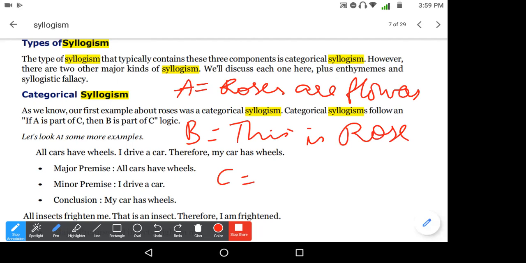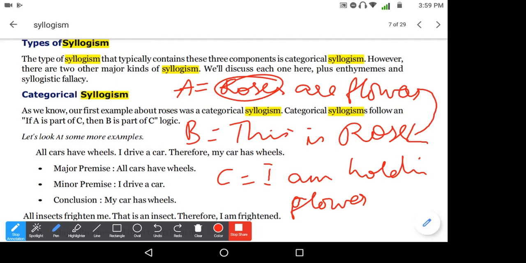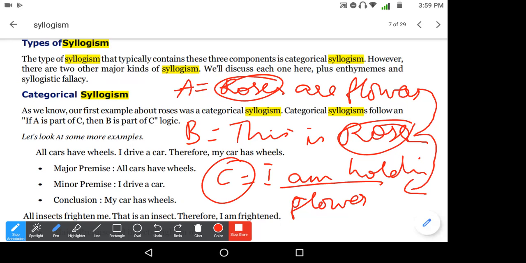C, I am holding a flower. So if A is part of B, and if B is part of C, C is: I'm holding a rose actually, but instead of saying I'm holding a rose, I will say I am holding a flower. So this is categorical syllogism.